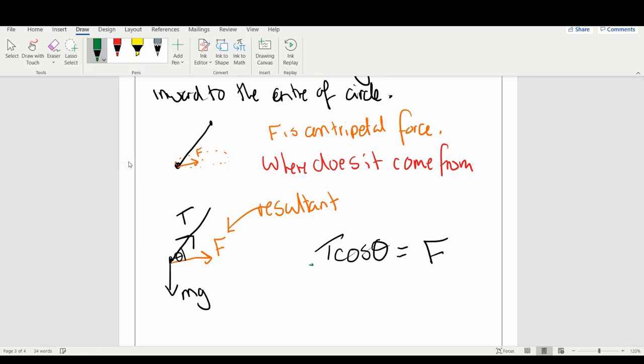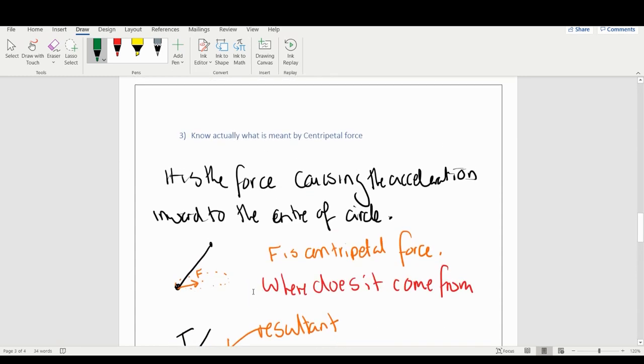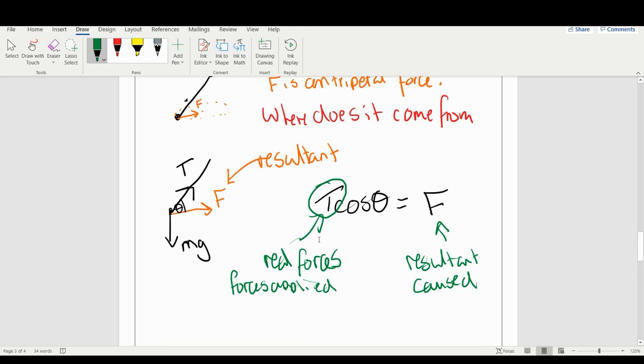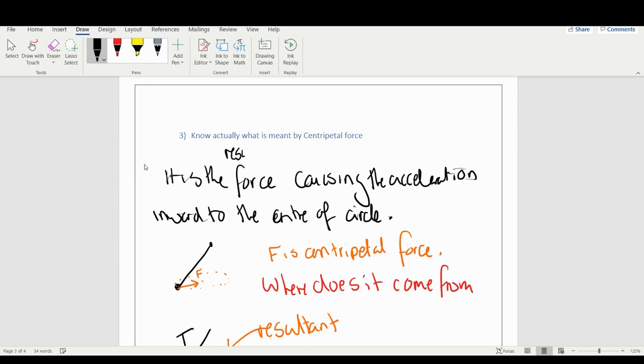This here, this is the real force. These are the real forces, the forces you're applying. So the force is applied. This is the resultant caused. So it's really important that you are very much aware of this idea that it's the force causing the acceleration, but it's the resultant. I should have put the resultant force caused there. It's the resultant force causing the acceleration inwards to the center of the circle.